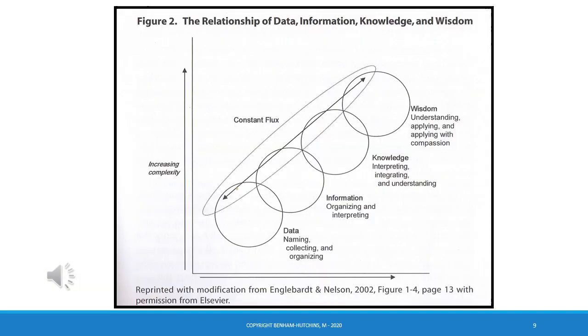And so this wisdom helps you to decide what is the most appropriate action for that specific patient and or situation. So this diagram shows you the relationship between data, information, knowledge, and wisdom. And you can see that as complexity increases, you will go up the line from data, information, knowledge, and wisdom, as wisdom being the most complex.